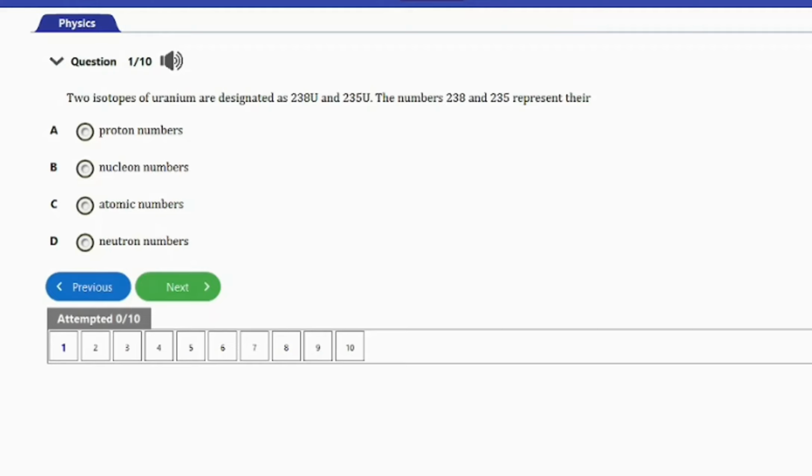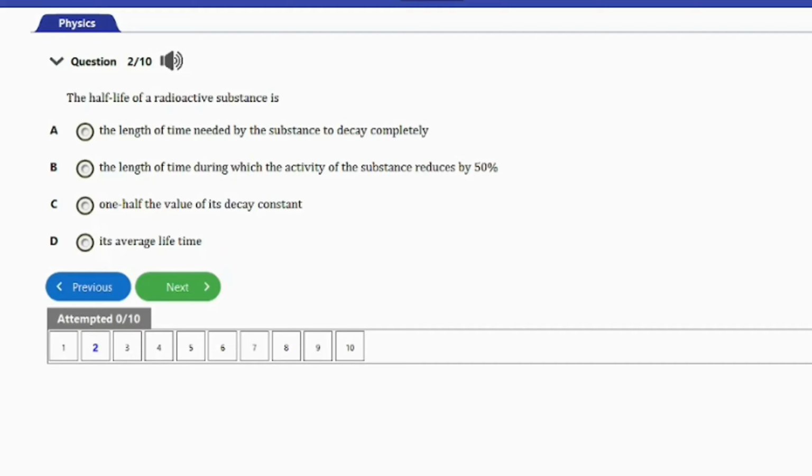So the next question here is question number 2. It says, the half-life of a radioactive substance is A. The length of time needed by the substance to decay completely. B. The length of time during which the activity of the substance reduces by 50%. C. 1/2 the value of its decay constant. D. Its average lifetime. So guys, the answer to this question is option B. The length of time during which the activity of the substance reduces by 50%. And that's it for this question. Let's go ahead and consider the next question.